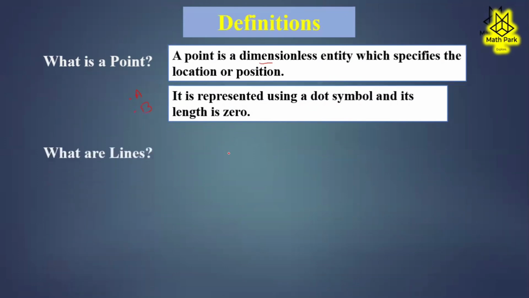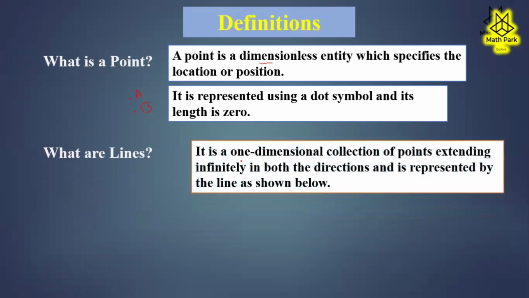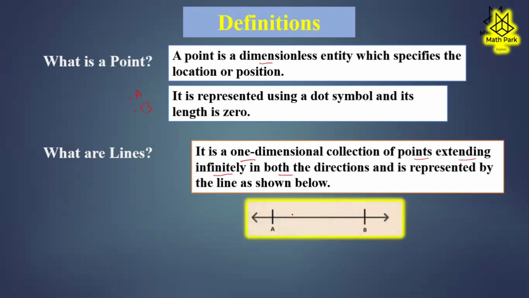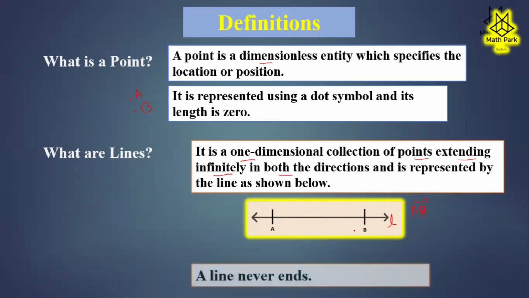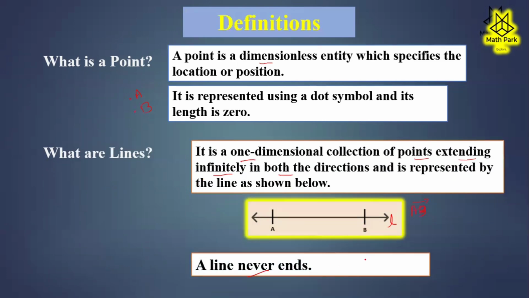Then we have line. What are lines? It is a one-dimensional collection of points extending infinitely, endlessly in both directions. Let's see how we represent it. It is represented using the diagram here. We say that this is line AB. We can also name it with a single letter, as line L, line M, and so on. And it never ends. A line does not have a definite length. These arrows say that it extends endlessly in both directions.